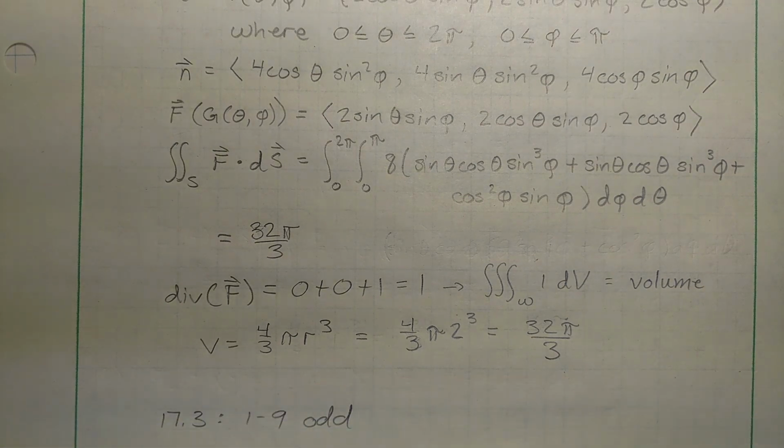Okay, so we're going to do 17.3, 1 through 9 odd. 1 and 3 should be very easy. They're finding divergence. 5, 7, and 9 will make you work a little bit more, but I think they shouldn't be too bad. So let's go ahead and have you start those.